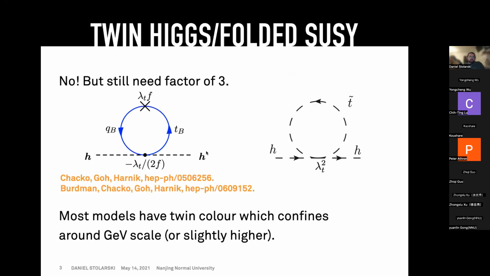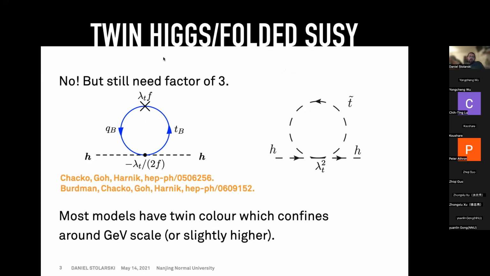And so the question is, do they really need to be colored? Do those things need to talk to the standard model? And the answer, of course, famously is no. But you still do need a factor of 3, right? You need to have 3 colors or some kind of factor of 3 in this loop in order for you to still properly cancel the quadratic divergences and solve the hierarchy problem.